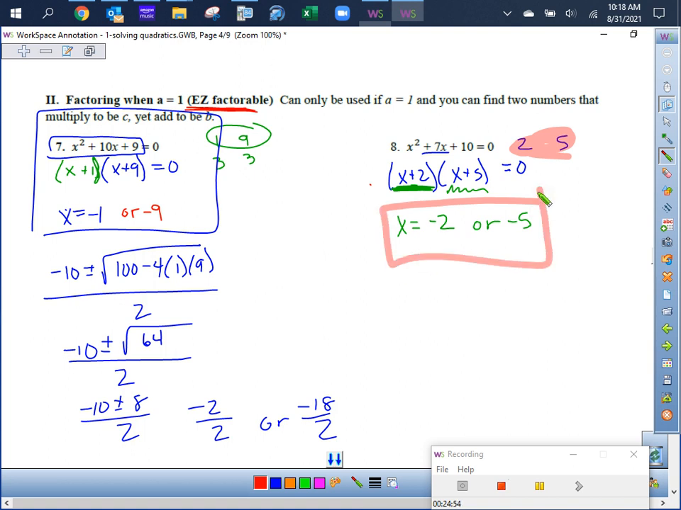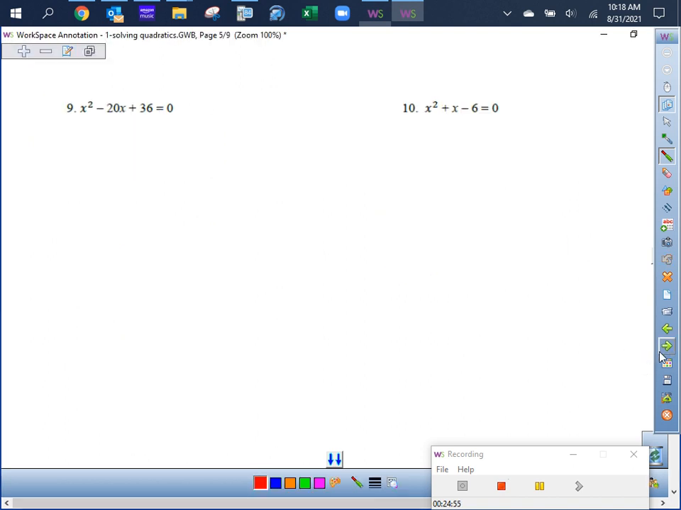We ain't done yet. Why can I easy factor this one? What's the one rule to easy factor? A has to be 1. So let's find two numbers that multiply together to be 36 and add together to be negative 20. Holy crap, let's talk signs. 36, it's positive. Either they're both positive, both negative, or one's negative. One of those isn't going to work. Which one's not going to work? Signs is all I care about.